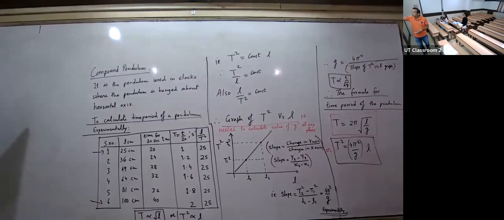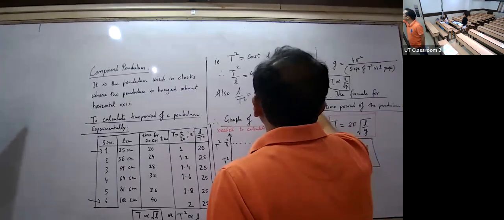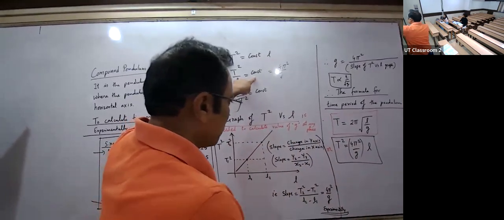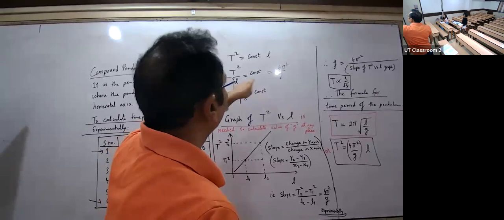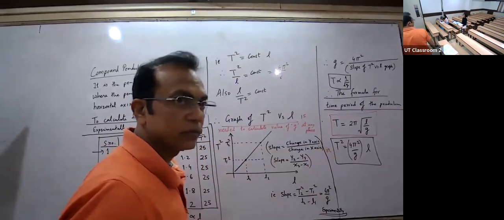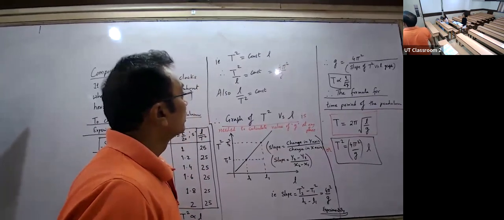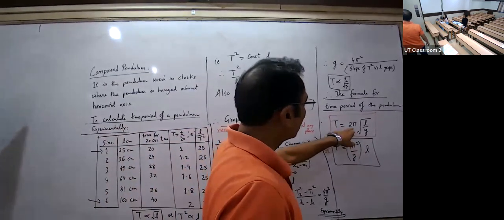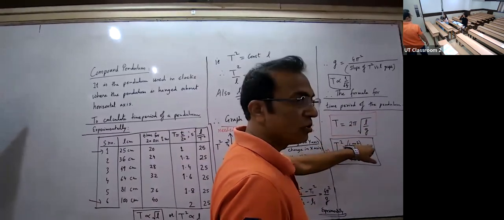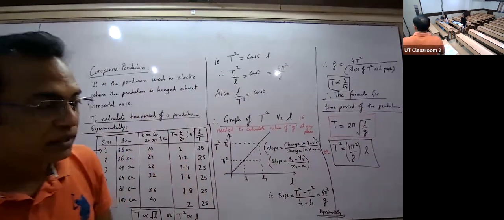So what relation am I getting? If I write it over here, the constant is what? 4 pi square by G. So when I simplify this, L goes up, 4 pi comes here. When I take the square root, then I get this formula. So when I get this formula, this is constant. Therefore, T is directly proportional to root L, and it is inversely proportional to root G. This is how time depends on L and G.